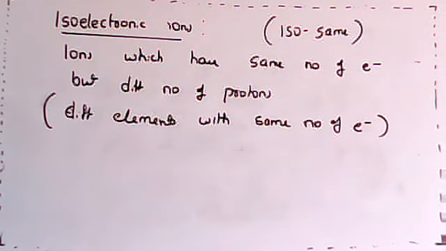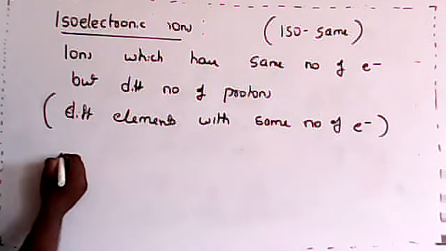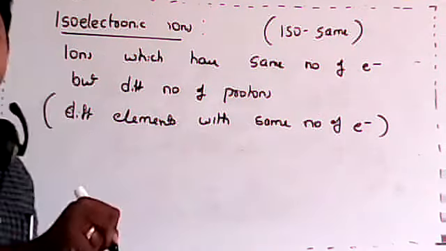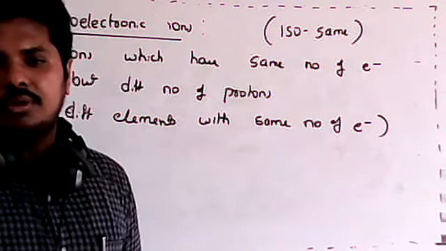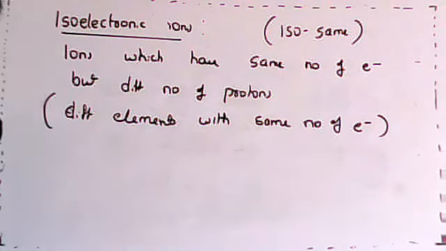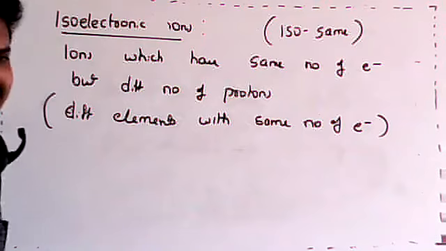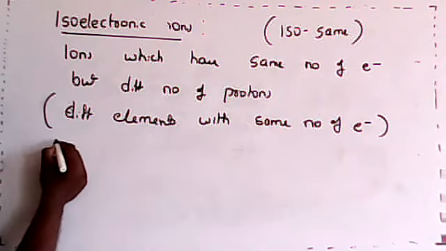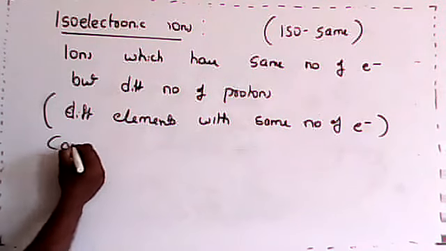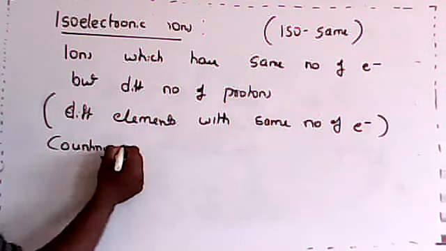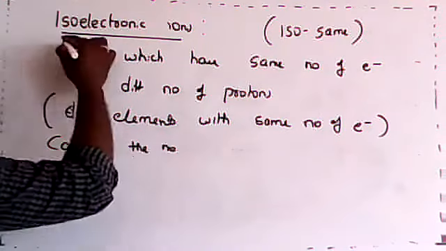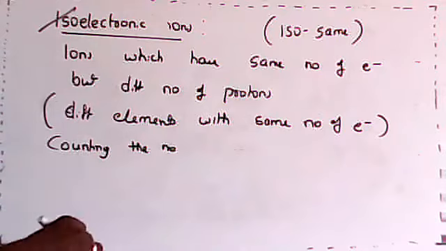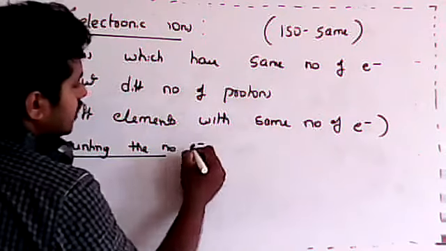Before understanding isoelectronic species, you should understand how to know the number of electrons present. Here, dear students, I may take 5 or 10 minutes extra. Just stay online. First we'll count the number of electrons, because before understanding isoelectronic, you should understand how to know the number of electrons.